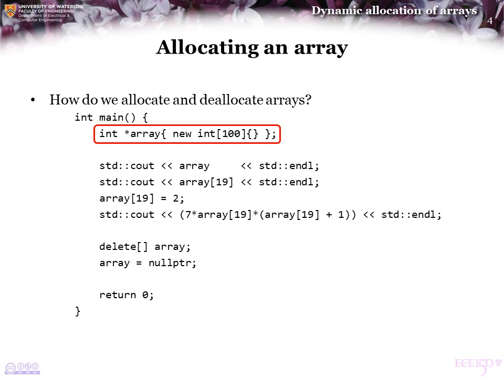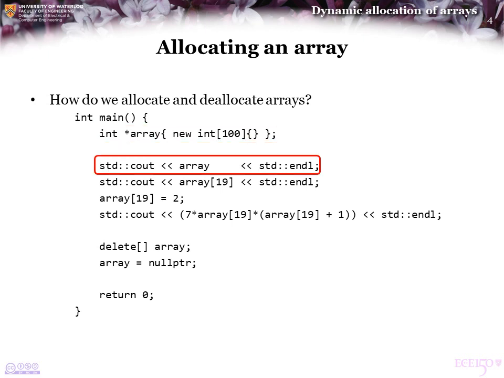The empty braces indicate that all of the entries in this array will be initialized to the default value, which is 0, and then that address, the address of the first byte of the first entry of that array, will be returned and assigned to the local variable array, which is, again, a pointer.